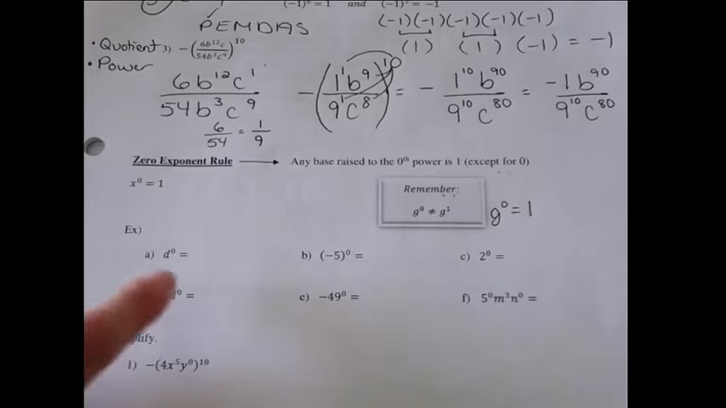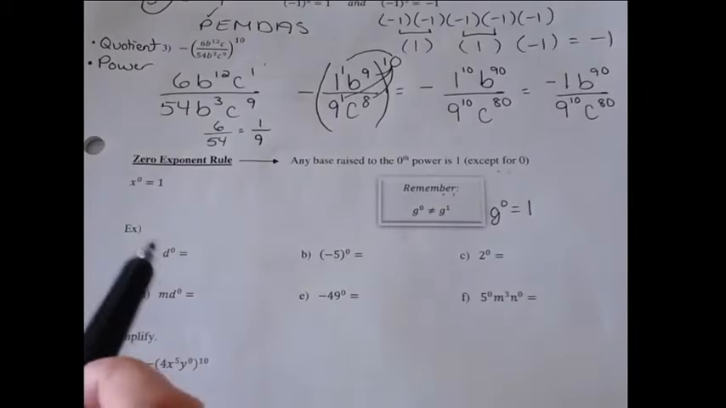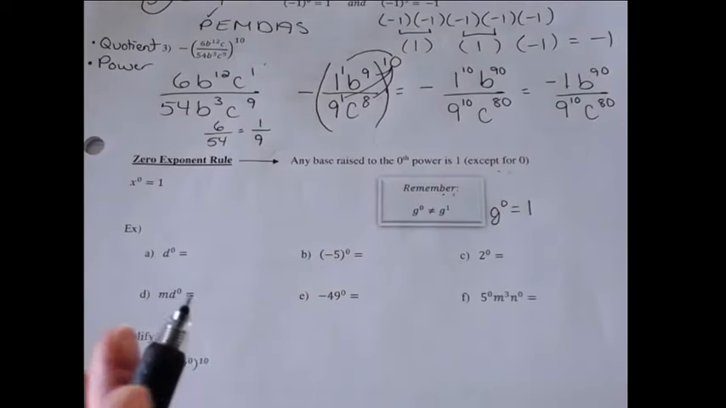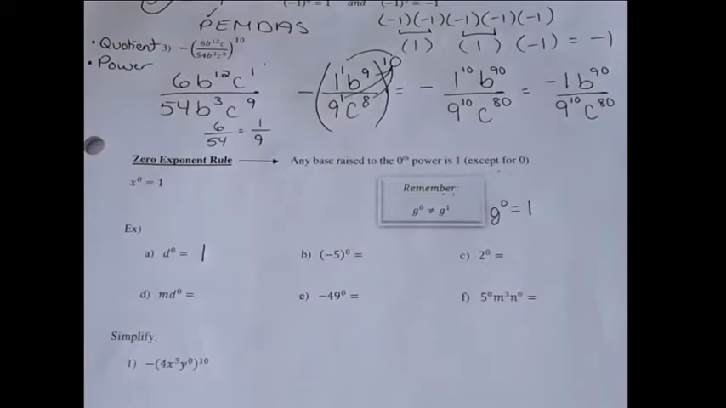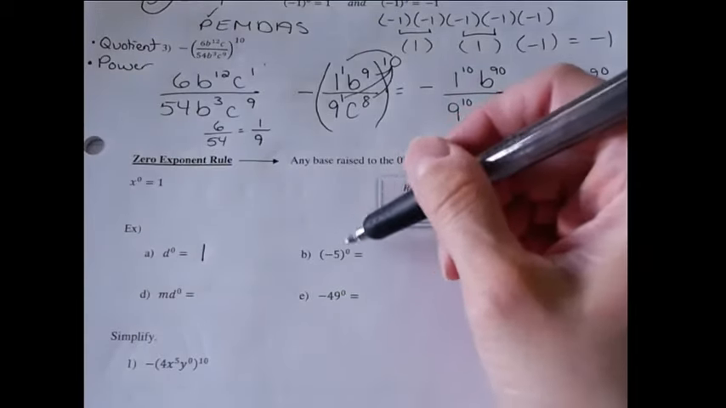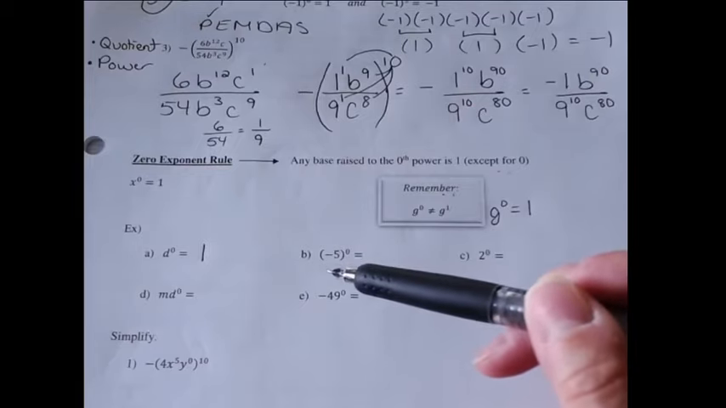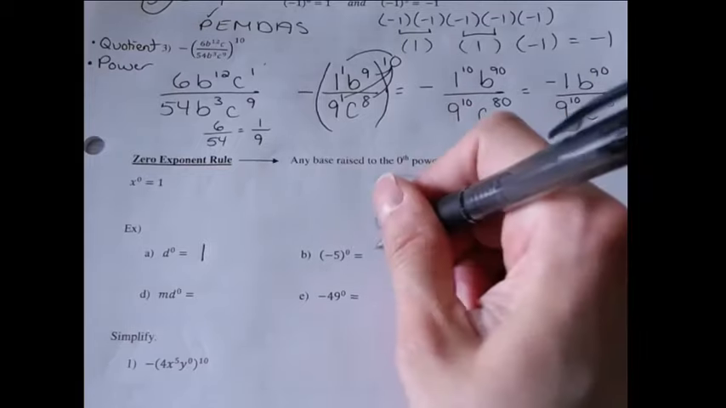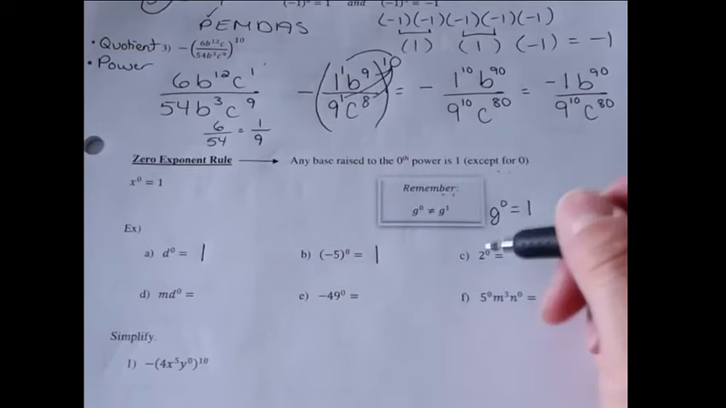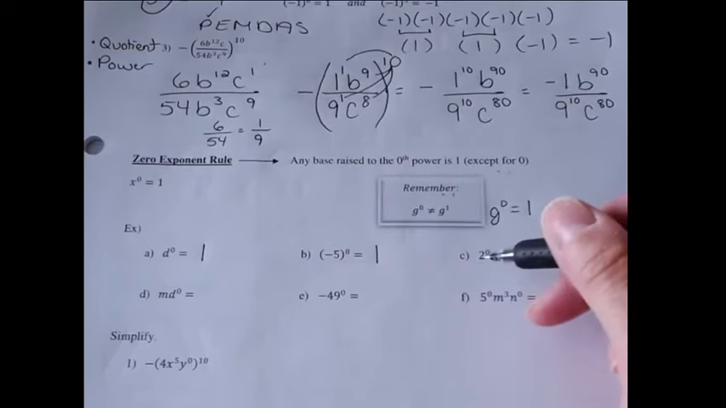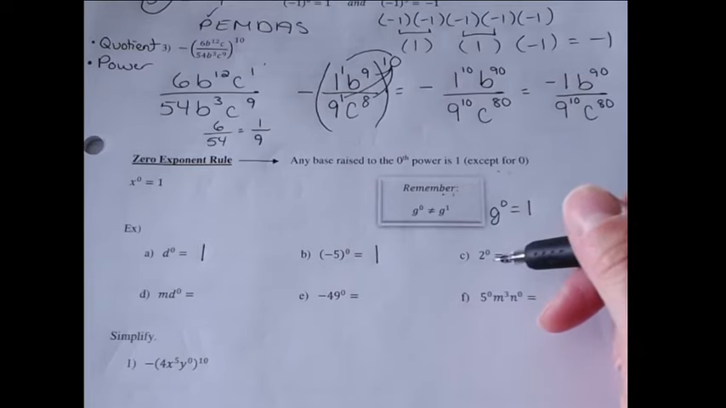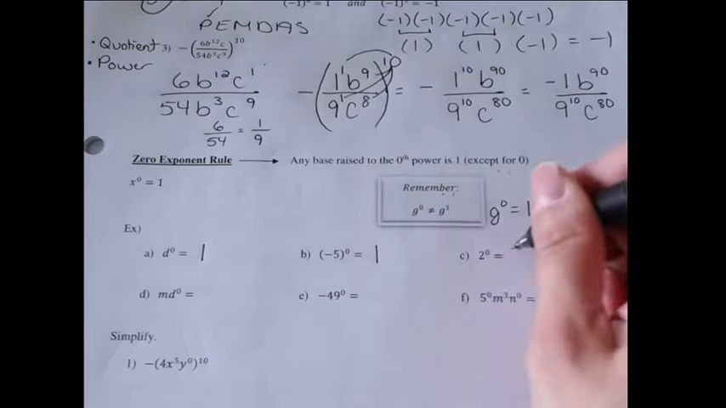Okay, let's look at a bunch of quick examples. We have d to the 0. D is being raised to the 0. There are no other bases and no signs, so this entire quantity is simply equal to 1. Next, negative 5 quantity raised to the 0. Notice the entire contents are being raised to the 0th power, so that's equal to 1. 2 to the 0, same thing. We have a numerical base this time, but that doesn't change the fact that when you have a base raised to the 0th power, it's simply 1.